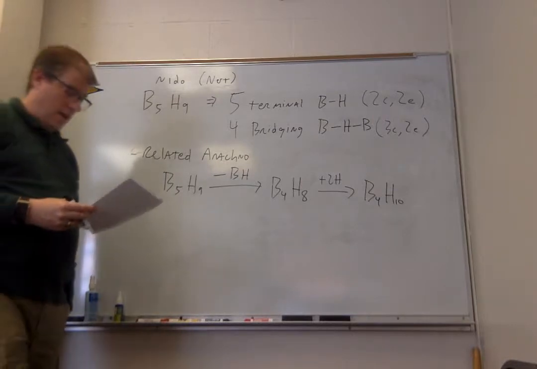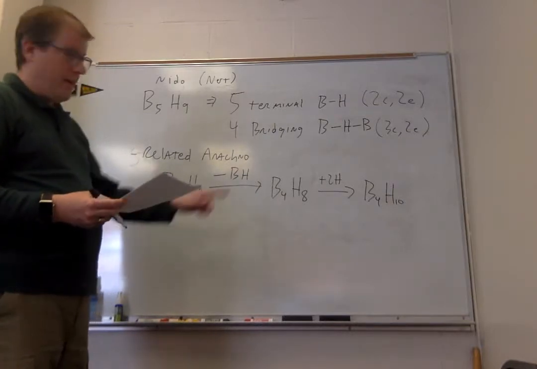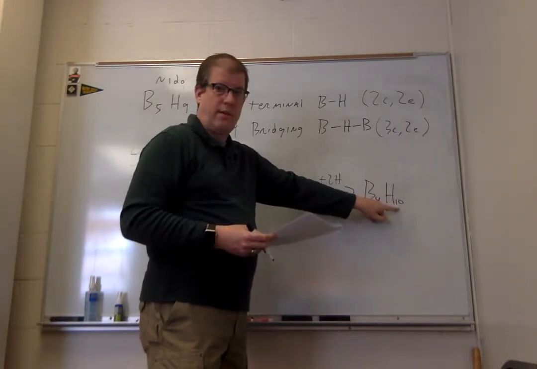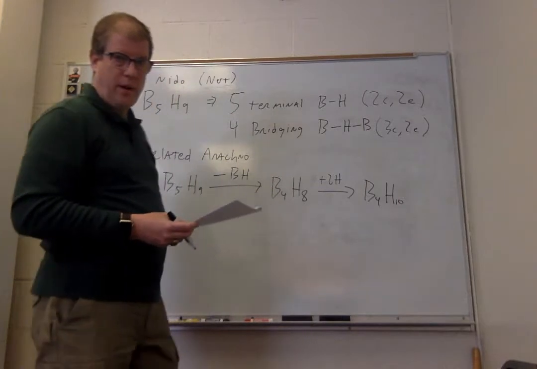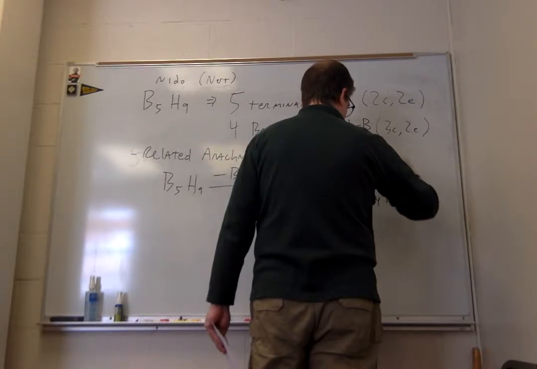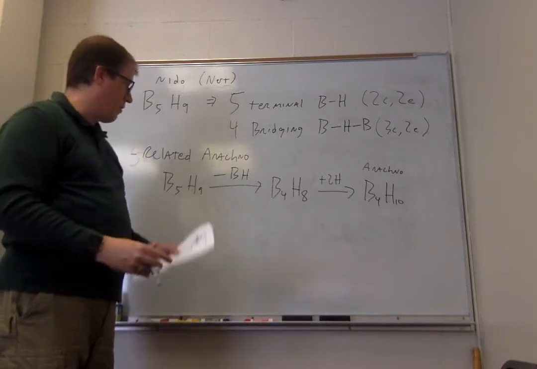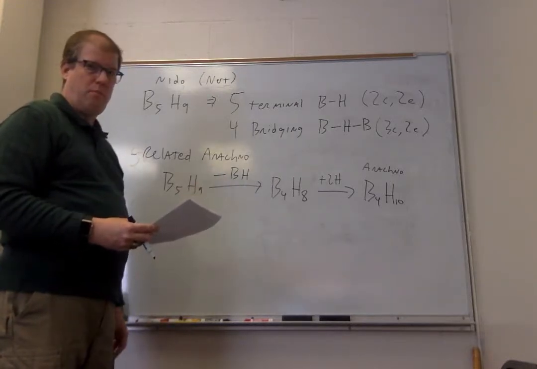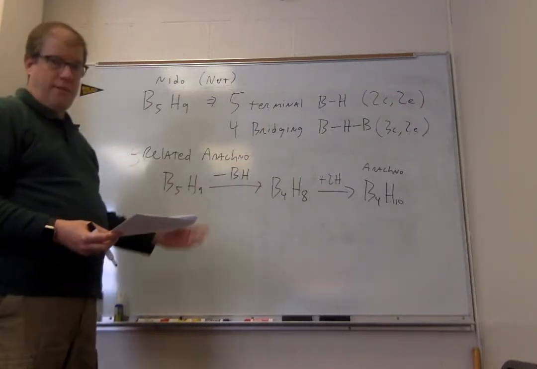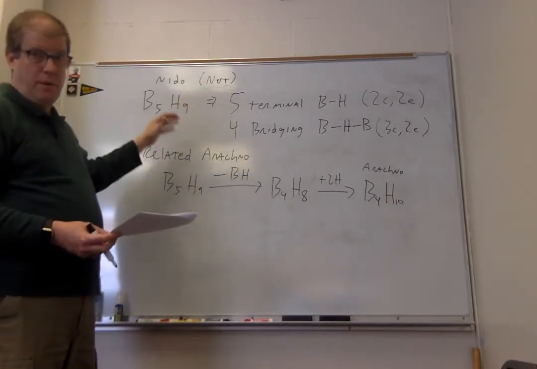B4H10. And so from that, you can see that it fits our general formula, BnHn+6, so 4 plus 6 is 10. So it does fit the arachno formula, which is good. So, if you were asked to take a nido structure and turn it into its related arachno structure, this is what you do. You take a BH off, you add 2 hydrogens, and you arrive at that. You can start all the way from the closo through the nido to the arachno, and you want to be able to go back the other way too.